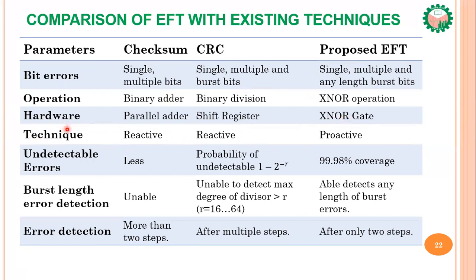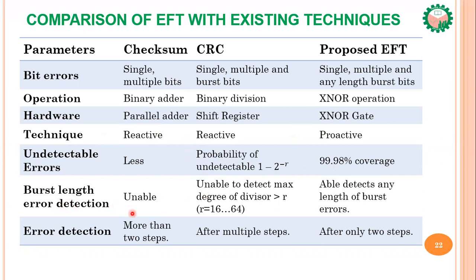The CHECKSUM technique is reactive fault tolerance, CRC is reactive fault tolerance, and the proposed EFT is corrective fault tolerance to detect any errors. The undetectable error of CHECKSUM is less, and CRC is probability of undetectable 1 minus 2 to the power minus R. The coverage of EFT is 99.98%, so the undetectable error is 0.02%.